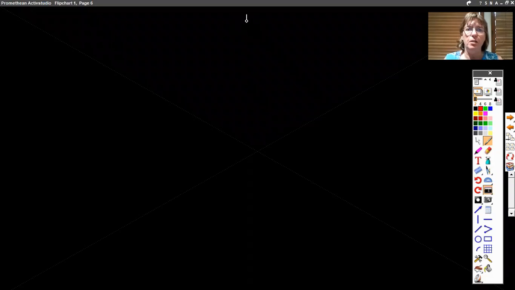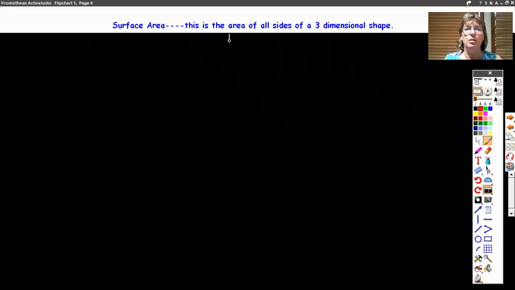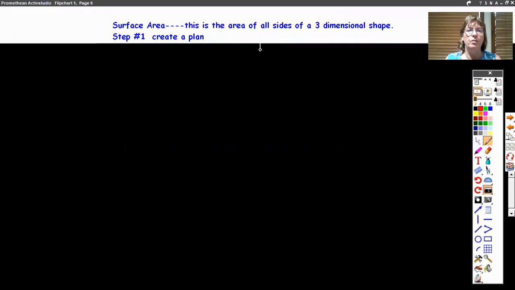Okay, so for the next problem, you're going to need some notes, and it's on surface area. So we're going to start with surface area. This is the area of all the sides of a three-dimensional shape. So when we say we want surface area, we want you to add up all the area of all the sides of the three-dimensional shape and add them together. So I want you to start by using these steps, okay?